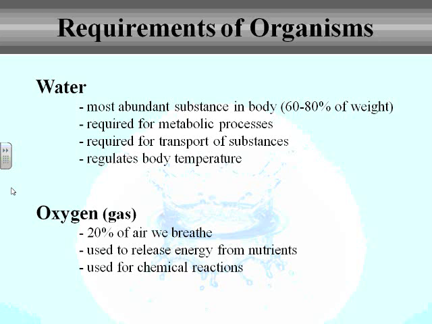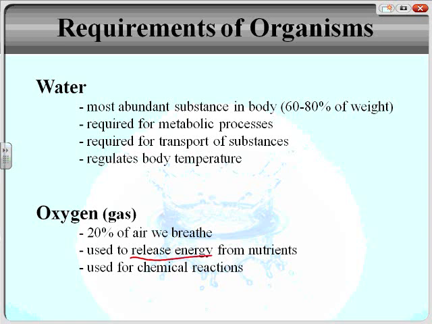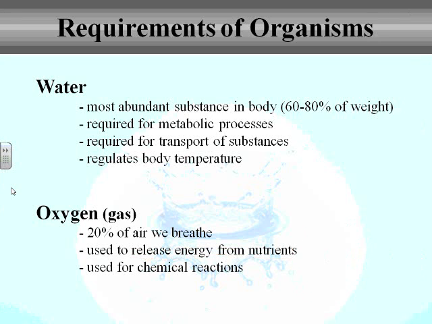Oxygen is another one of our requirements. 20% of the air you breathe is oxygen, which means 80% of the air that you breathe is not actually oxygen. But that oxygen is used to release energy from nutrients. By energy from nutrients, we're talking about, again, that cellular respiration process, and it's used in a variety of other chemical reactions that are going to occur in your body. So oxygen is going to be another one of those necessities from the environment for you to maintain life.